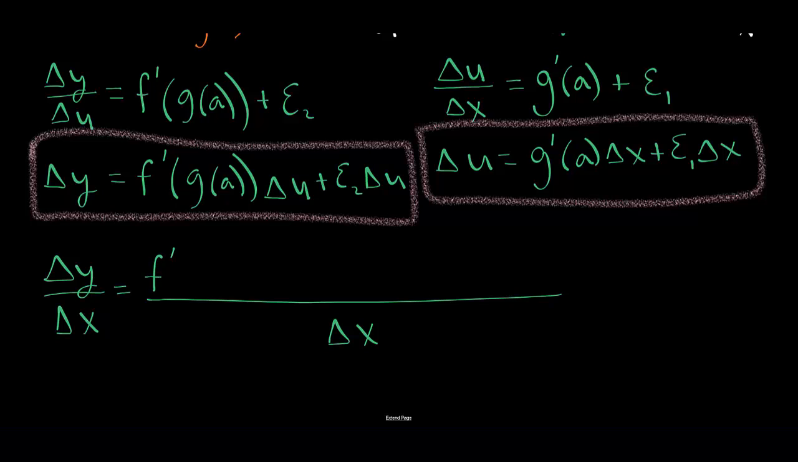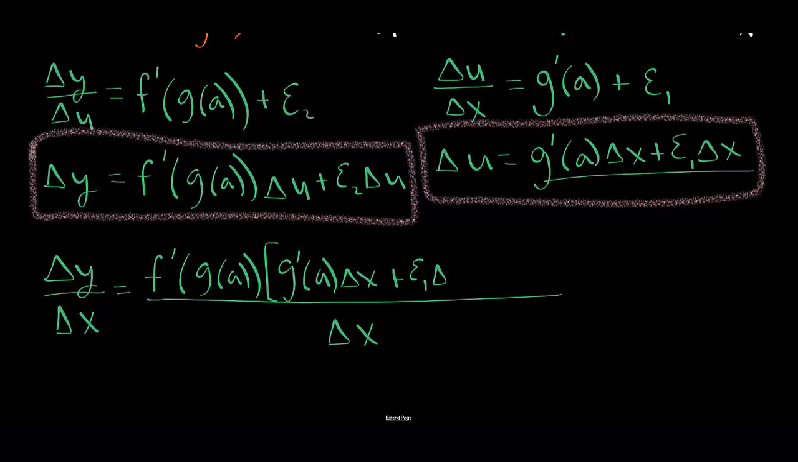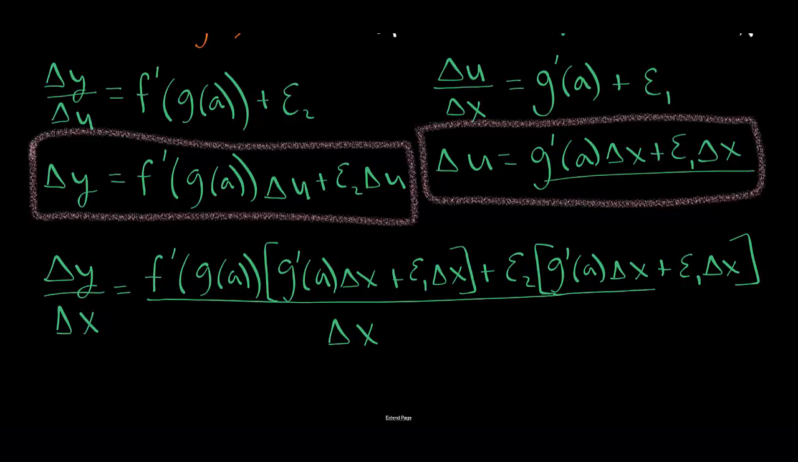Well, it's f prime of g of a. But instead of delta u, let me put what delta u is. Delta u is this thing. So here I go. I'm going to put that down. g prime of a delta x plus epsilon 1 delta x. Okay, there's delta u. And then plus epsilon 2. And once again, I put g prime of a delta x plus epsilon 1 delta x. Okay, so a lot of writing here.